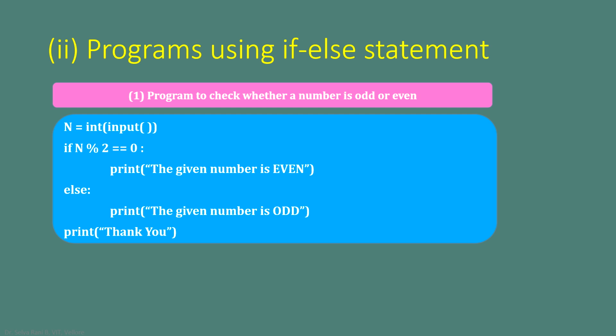If the result of applying the modulus operator with the integer value 2 is 0, then the number is an even number. Otherwise, the number is an odd number. So the code here is: if n mod 2 is equal to 0, then we print the given number is even. Else, the given number is odd. And the thank you message is the statement which follows the if construct.